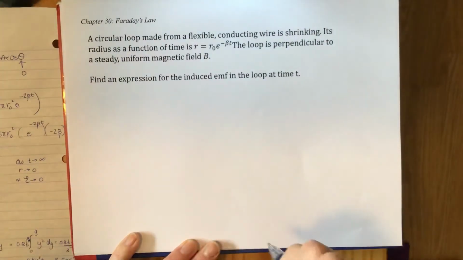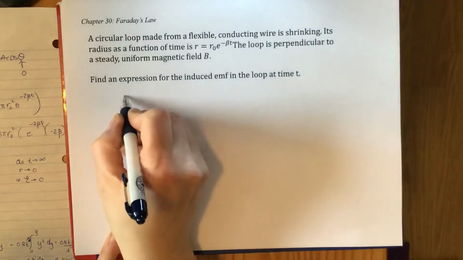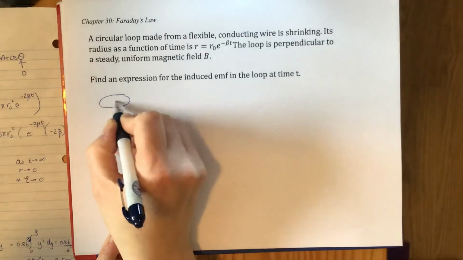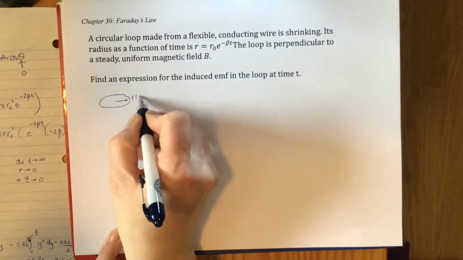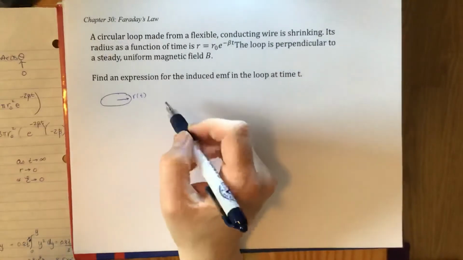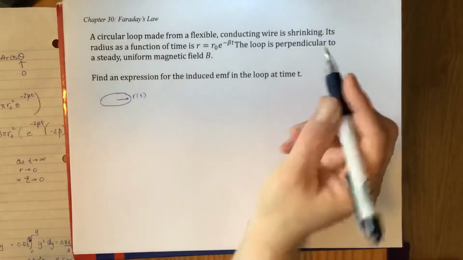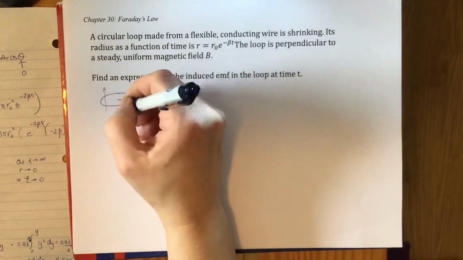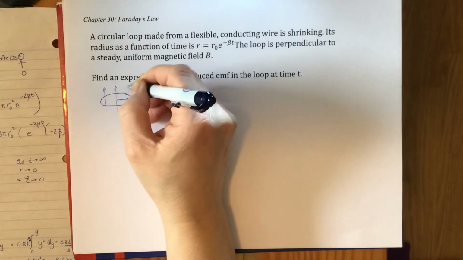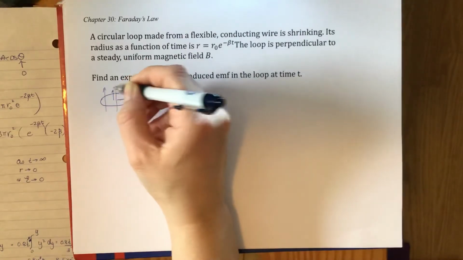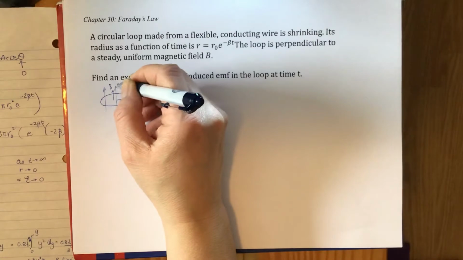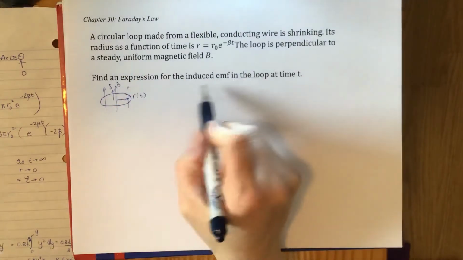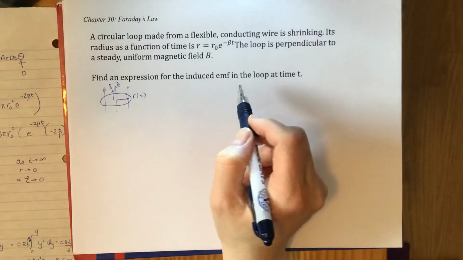So let's just do a quick sketch. We have a circular loop. It's got some radius as a function of time, so it's getting smaller. The loop is perpendicular to a field, which means that the plane of the loop is perpendicular to the field and the area vector is parallel to the field. Find an expression for the induced EMF at time t.